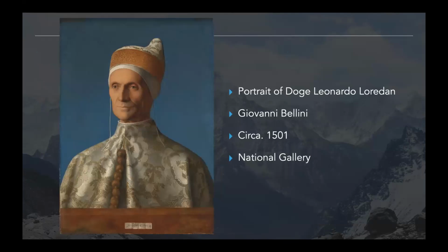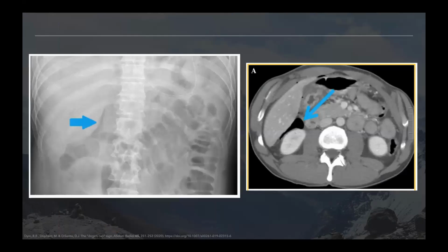So this is a guy called Doge Loredan. The Doges were sort of Italian functionaries who wore these special hats. This is painted by Bellini. It's in the National Gallery if you want to go and see it. But they wore these slightly unusual caps.